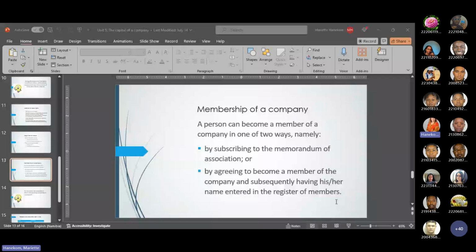Is it clearer now? Yes, it's clear, ma'am. So I didn't mean to say that you must first be a member in order to buy shares. Didn't mean for it to come out that way.